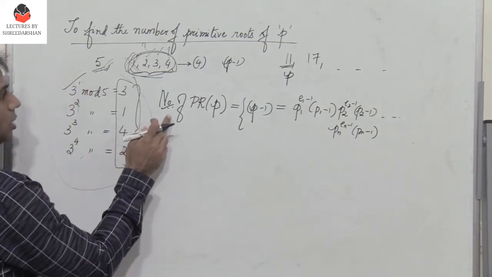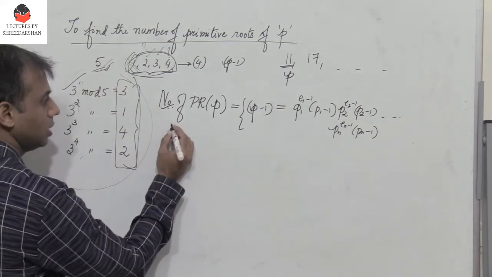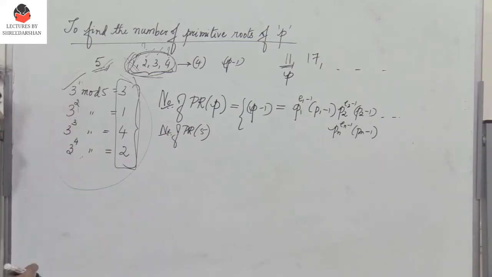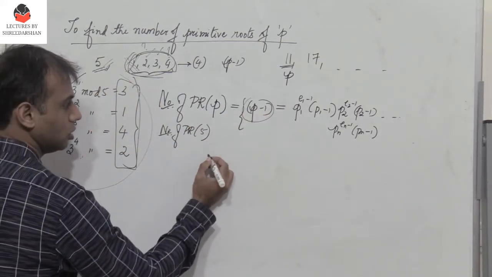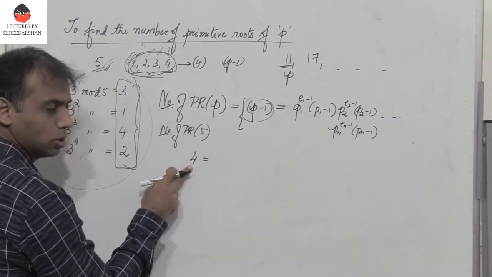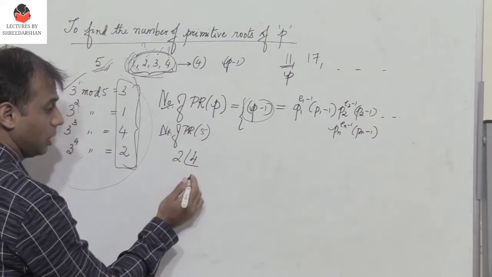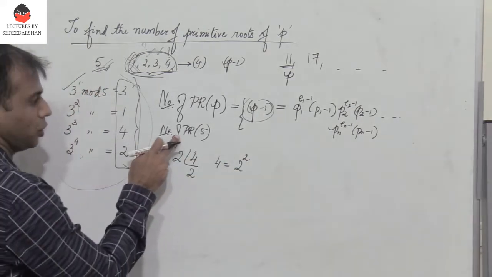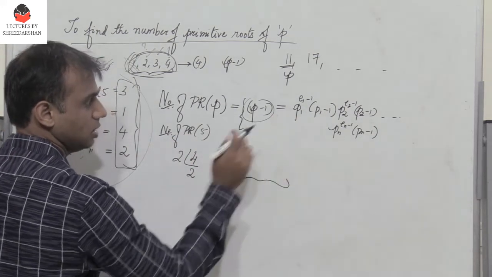I need to find how many numbers are primitive roots of 5. So I want to find the number of primitive roots of 5. So for that, what do I do? I express p minus 1, which is 5 minus 1, 4, as a product of prime powers. That means I go on dividing 4 by a prime number. So 4 is divided by 2, I get 2. So 4 can be expressed as 2 square.